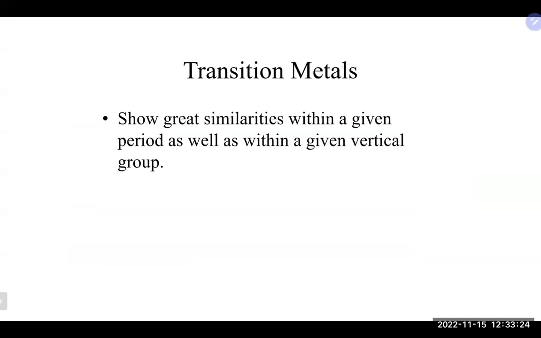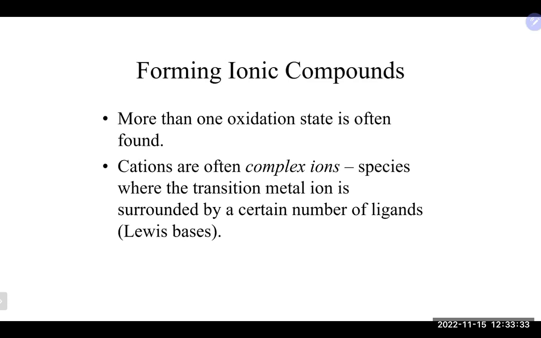So transition metals do show very similar properties within a given period and also within a given vertical group. They can have more than one oxidation state, which is why, when you name things that have transition metals, you usually use Roman numerals to indicate the positive charge on the metal. Copper could be +1 or copper could be +2. So when you name those, you include copper Roman numeral 1 or copper Roman numeral 2 to indicate the charge.